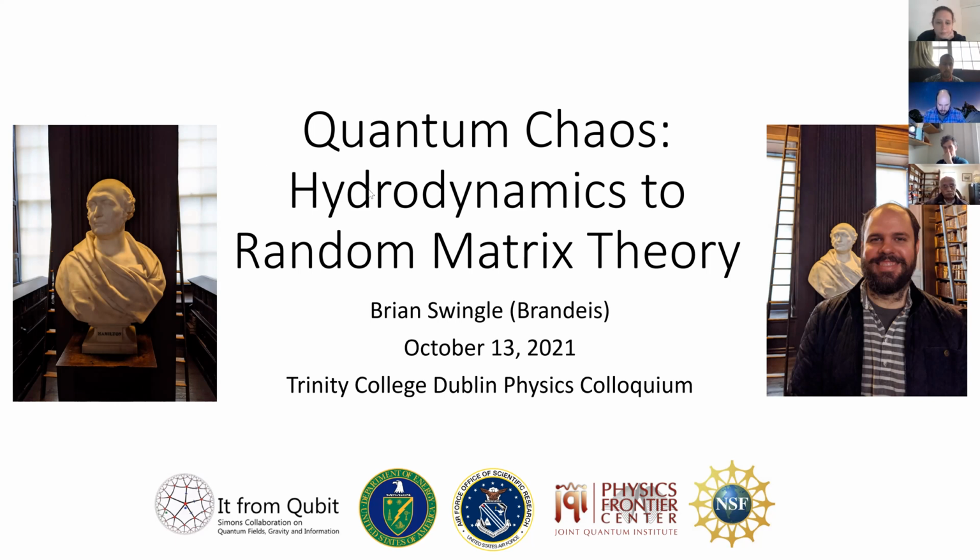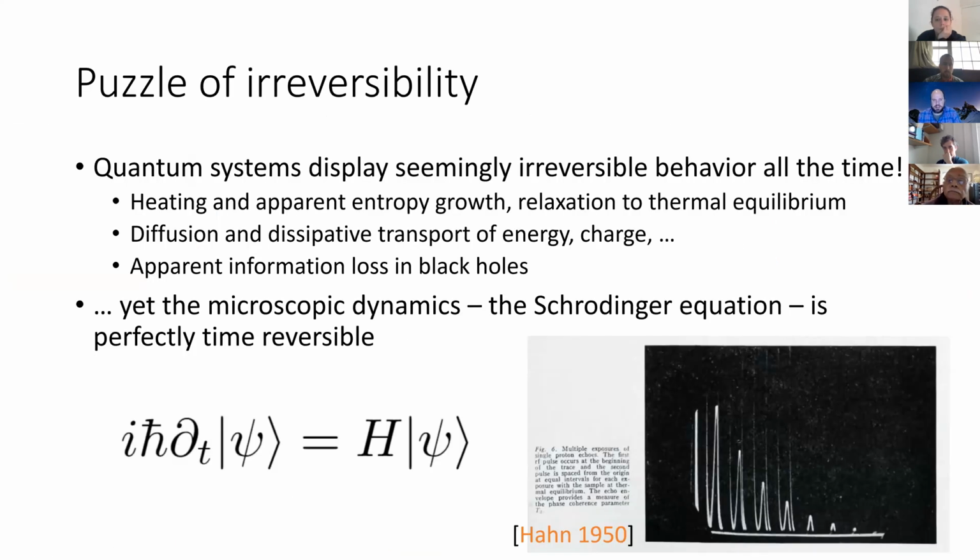So let's get started. I want to start by talking about the puzzle of irreversibility. This is something that we're very familiar with. Quantum systems display irreversible behavior all the time, everything from heating and entropy growth to relaxation to equilibrium. Even diffusion, like dissipative transport of charge and energy, can also be viewed as an irreversible process because it creates heat. And in the context of black holes, the information loss paradox or puzzle is, of course, a famous manifestation of this apparent irreversibility. Yet, as we all know well, the microscopic dynamics is perfectly time reversible. It's just the Schrodinger equation with the Hamiltonian.